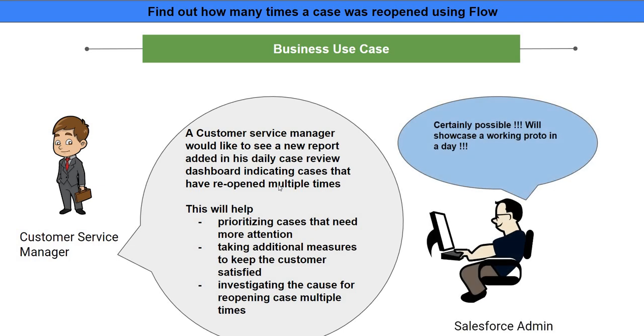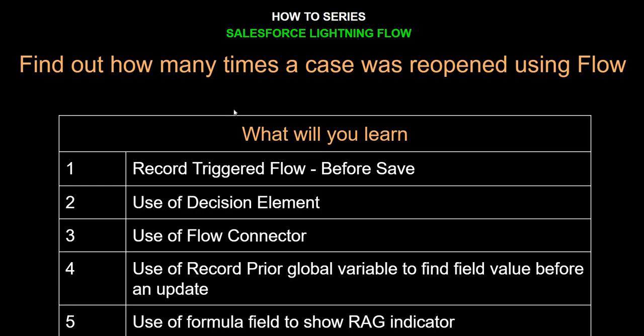As a Salesforce administrator, you're going to do it without writing a single line of code. These are the things that we will use and learn in this implementation. We will use a record triggered flow, and we will also use a decision element to find whether the case was reopened or not. Most importantly, we will use the record prior global variable to find the previous case status and the current status, and then compare both and figure out whether a case was reopened or not. And then we will use a formula field to show a red, amber, green indicator.